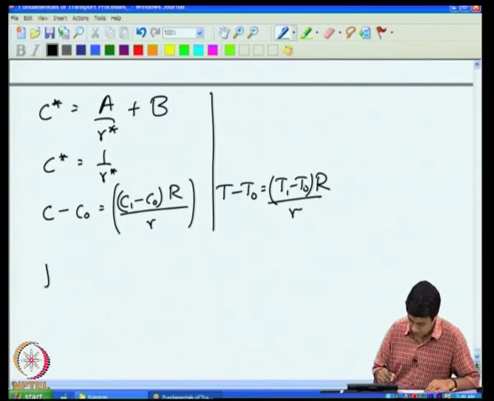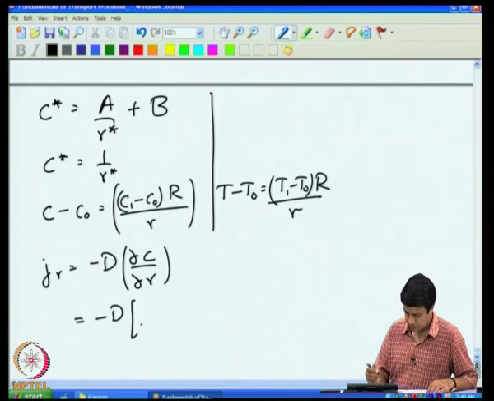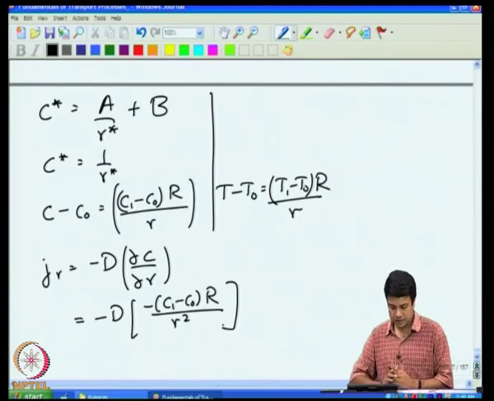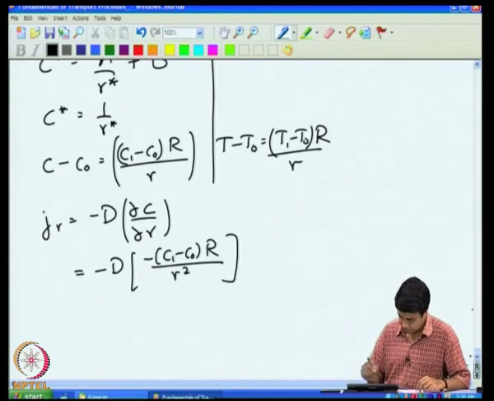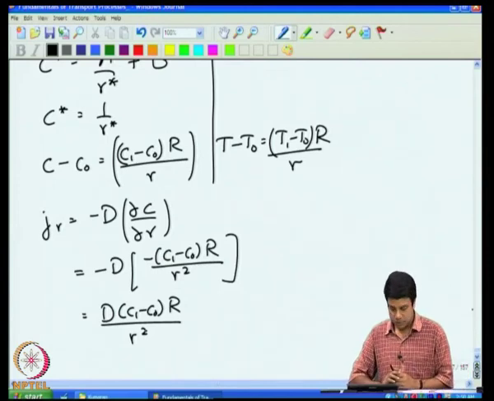The flux J r is equal to minus D times partial C by partial r, which is equal to minus D times minus of C 1 minus C 0 R by r square. So, the flux is equal to D times C 1 minus C 0 R by r square. So, the flux decreases as 1 over r square.